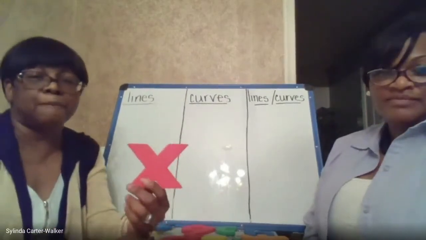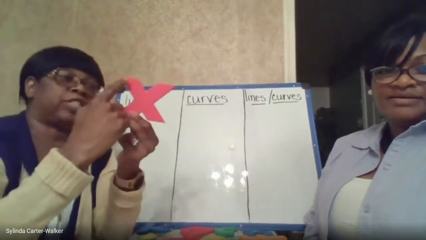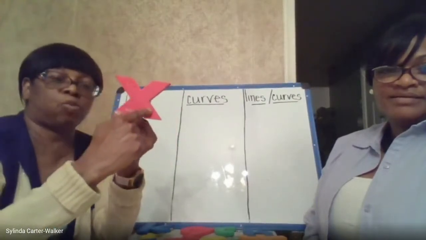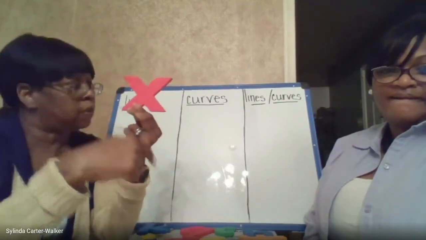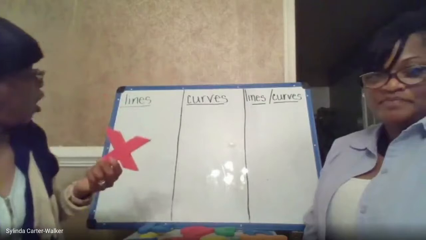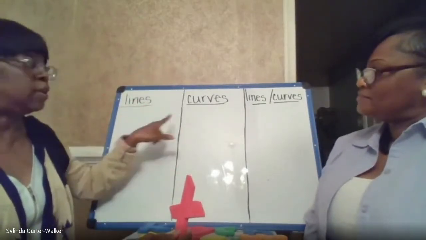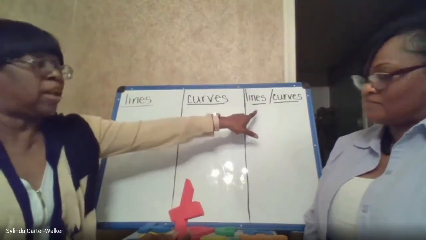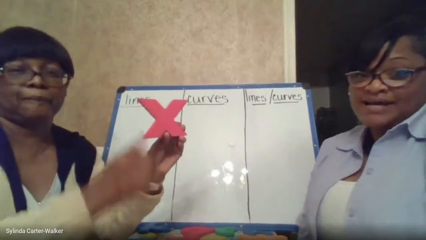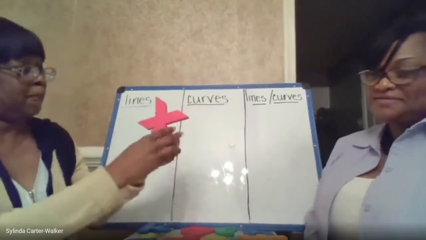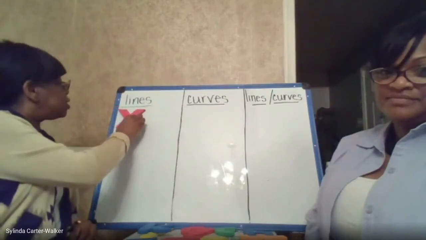The X makes the sound. As you can see, it has a line going this way and a line going this way. Which column do you think this belongs in? Would it be lines, curves, or lines and curves? If you said lines, you are correct. So we will put this under lines.